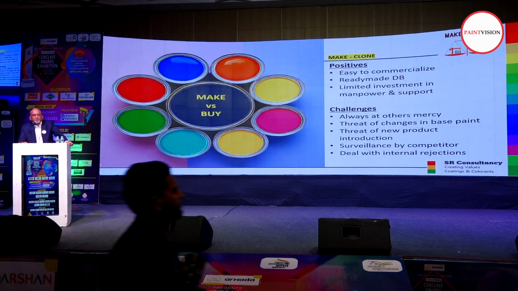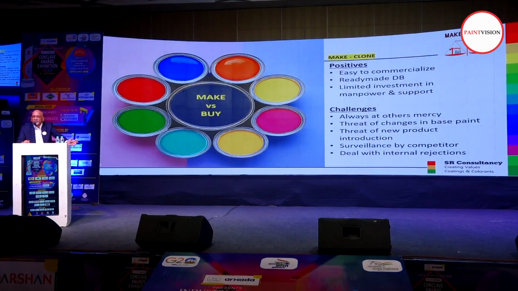The challenges, it's not always accurate. Copying is easy, but 100% copying is not so easy. You just can't do it. Otherwise, there will be 10 different Asian Paints already existing here. It's not possible to copy and clone 100%. So any small changes will have its own effect on the performance of the property. There is always a threat of new product introduction, new shade card introductions. You are depending on somebody else to provide the database because you don't have that capability, because you copied somebody else.